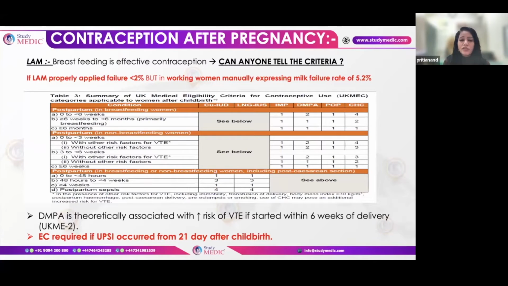With regard to coils, coils can be inserted within the first 48 hours of delivery. If not, then up to 28 days postpartum, they are contraindicated. Now, what all can be given? Immediately after delivery or after 21 days, if she is coming to you, you can give POP, implant or DMPA. With regard to efficacy, if the patient says, I want something which is most effective, then implant is considered the best one.